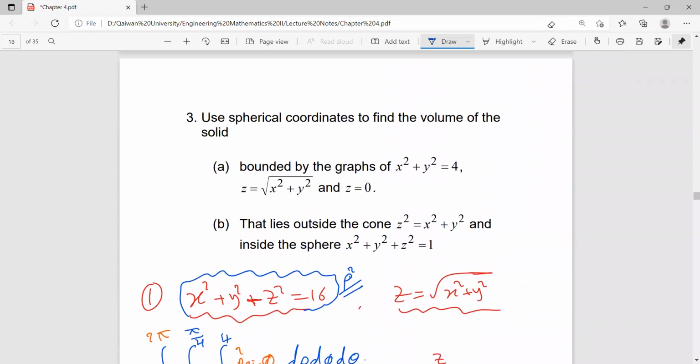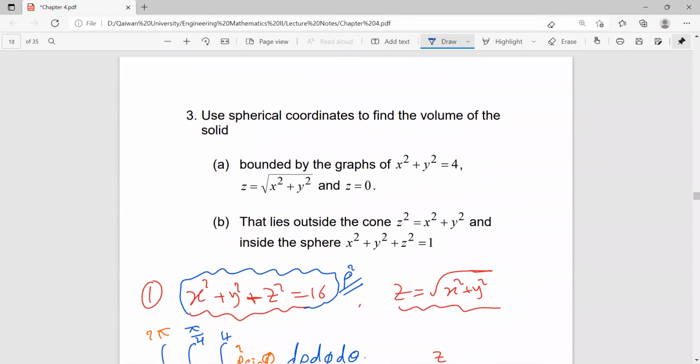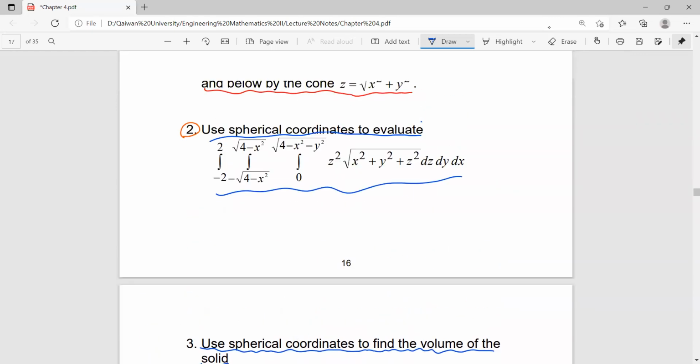We have example 3, it's 2 parts. The first part says, use spherical coordinates to find the volume of the solid. Yeah, it's about finding the volume of the solid, which is bounded by the graphs of x squared plus y squared equals 4, and also z equals the square root of x squared plus y squared, and z equals 0. First, let's draw the graph. It's easier to find the lower and upper limits of the integration for the spherical coordinates.